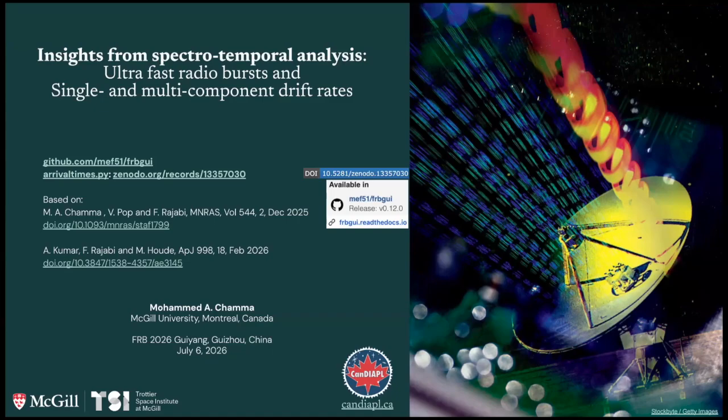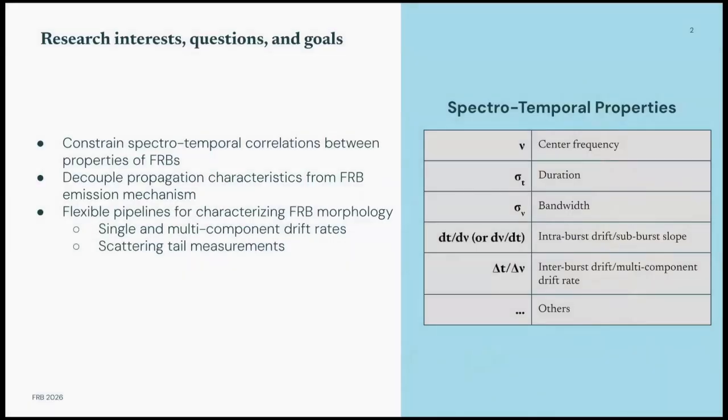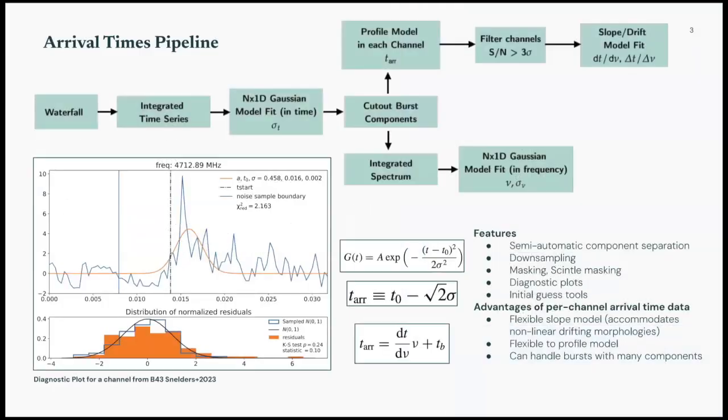So just briefly, our goals are to constrain spectro-temporal correlations between properties of FRBs. We also want to decouple propagation characteristics from the FRB emission. And in doing this, we want to build flexible pipelines for characterizing the FRB morphology. So what we did is we built a pipeline around extracting the arrival times in each frequency channel. The main steps are shown up here.